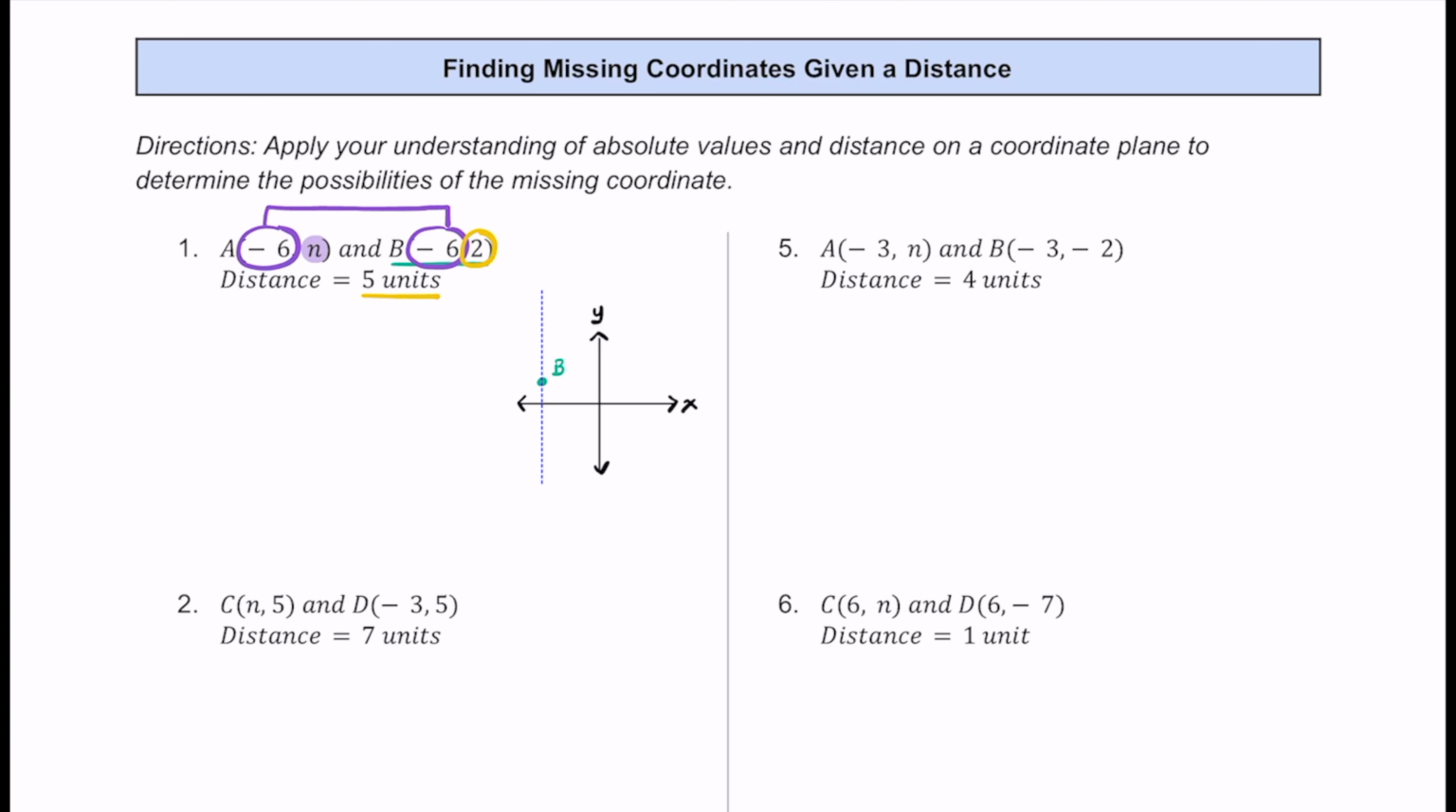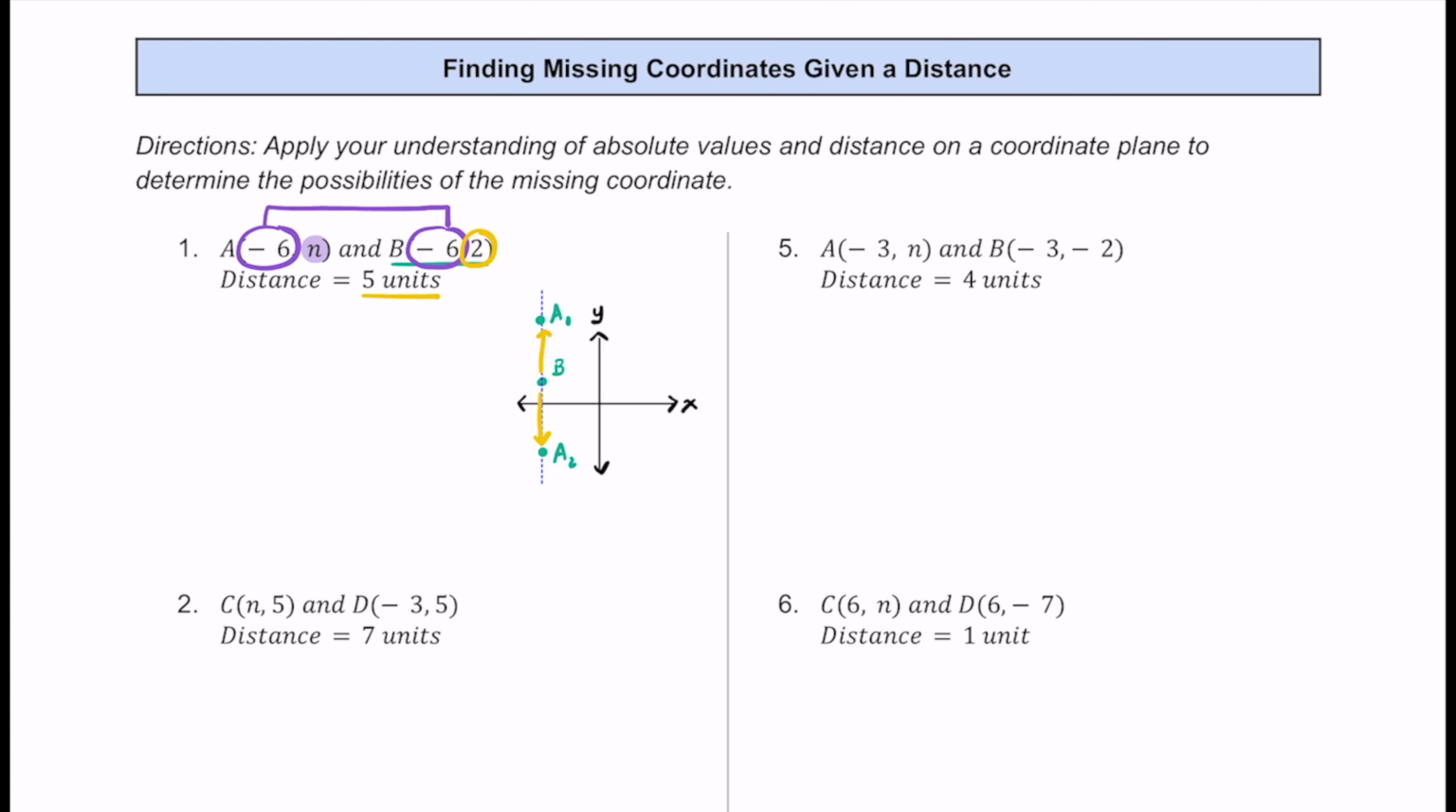So if we go up 5 units, that's one possibility where we could plot point A. Or if we go down 5 units, that's going to be another possibility where we could plot point A. So if we go 5 units up, this could be one of our A values. We'll call that A1 maybe, or it could be A2. Okay, so there's 2 possibilities.